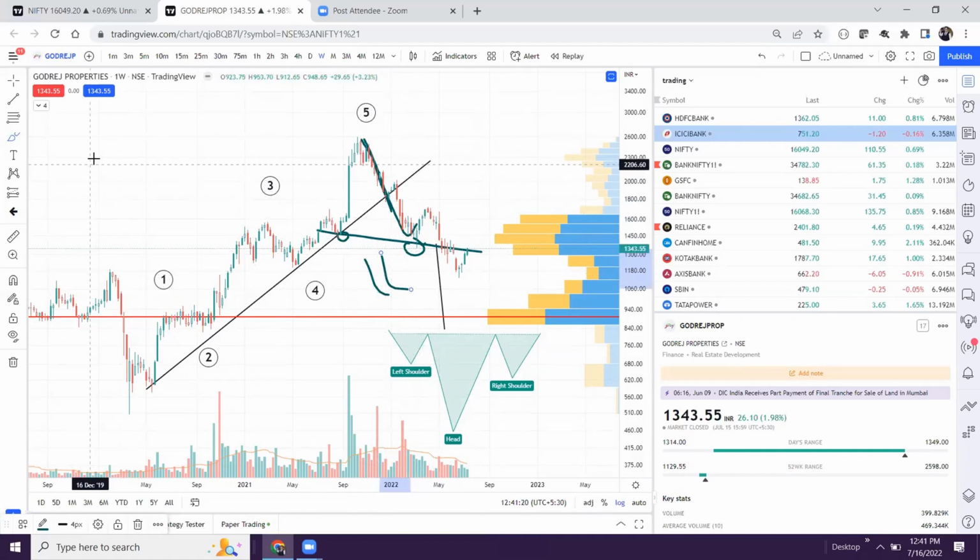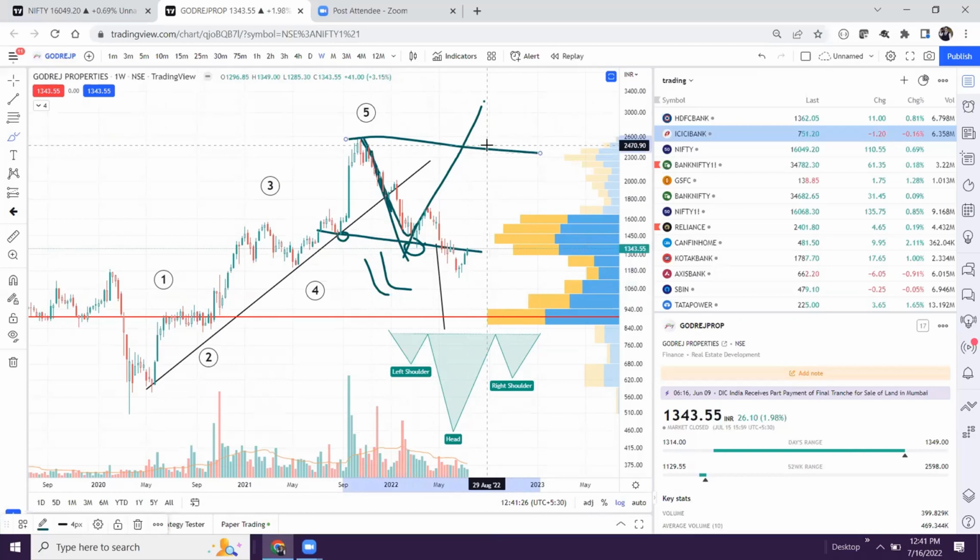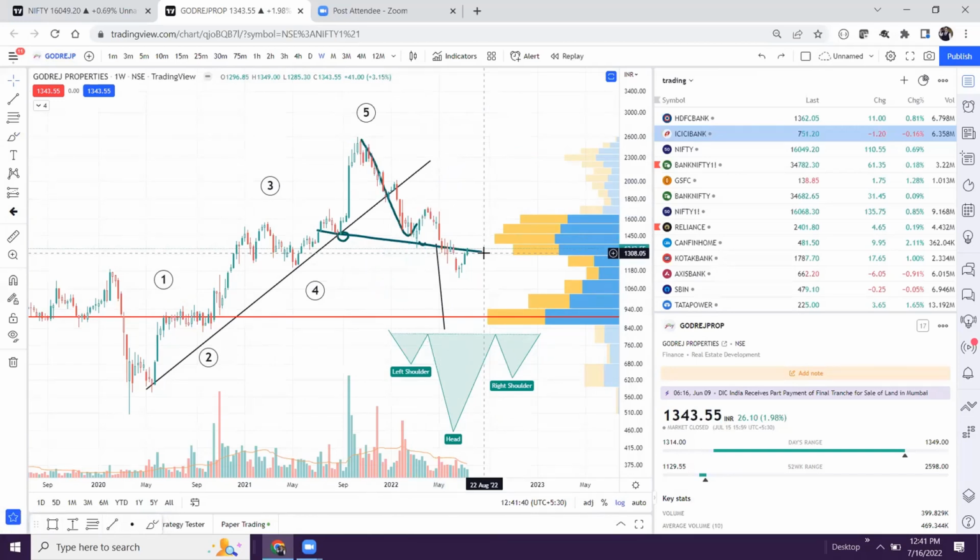So suppose after breaking this, it again goes above this, then that is not a trend change. The trend change only happens if we again have a lower high also. So this is a lower high. Are you able to see this? Okay, yes.